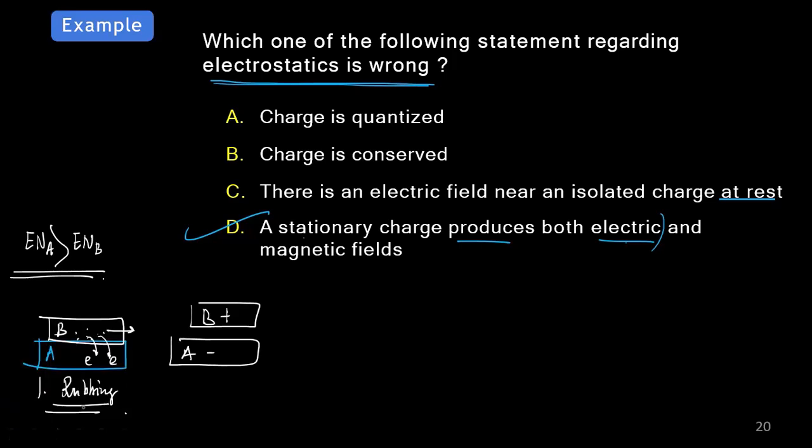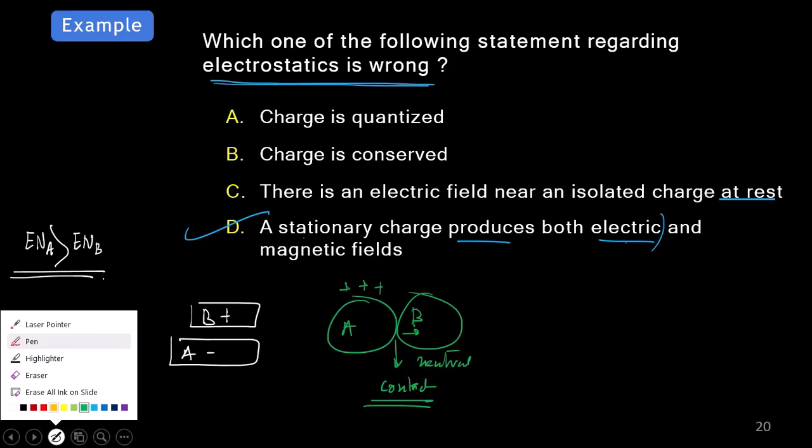The second method of charging is called conduction. Let us say there are two bodies, body A and body B. Let us say B is neutral and A has a positive charge. Once I make contact between them, once I touch them, charge from body A will go inside B.